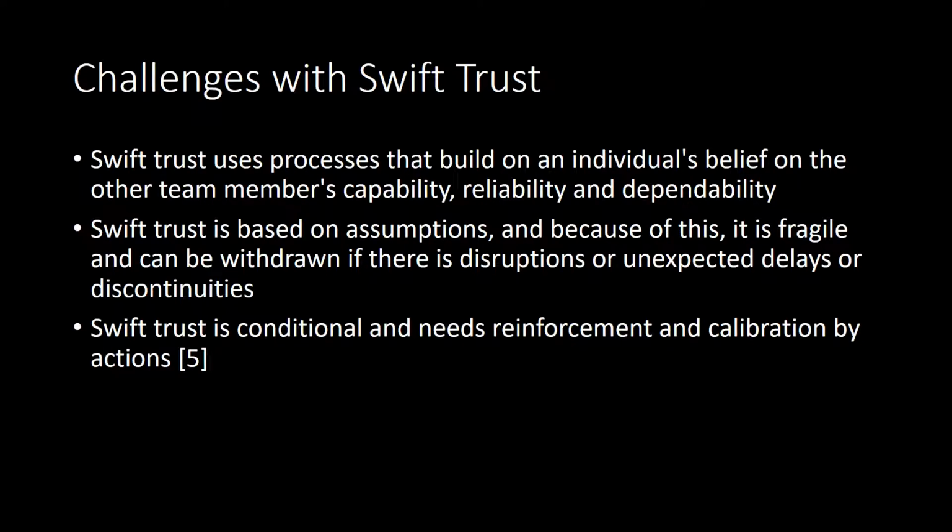Challenges with Swift Trust. Swift Trust uses processes that build on an individual's belief on the other team members' capability, reliability, and dependability. It's based on assumptions, and because of this, it is fragile and it can be withdrawn if there are disruptions or unexpected delays or discontinuities. Swift Trust is conditional, and it needs reinforcement and calibration by actions. And this is where the role of the project manager comes in.